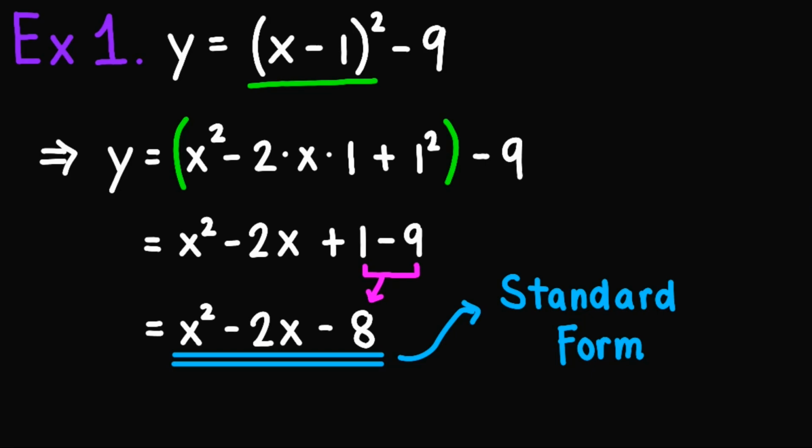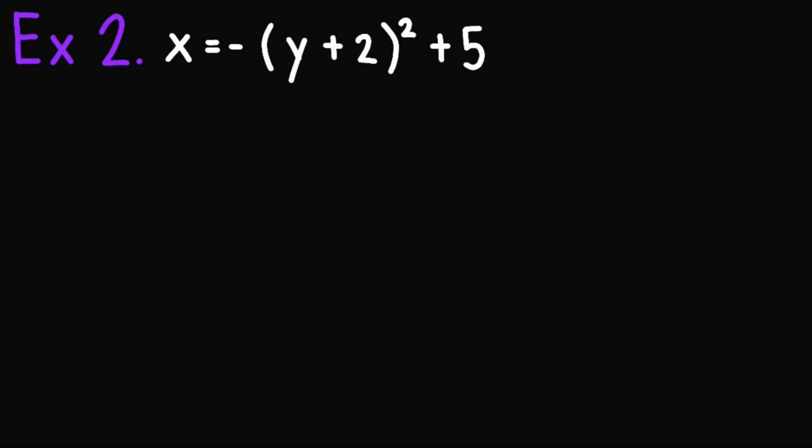So I hope you got that one correctly. The method is pretty straightforward as long as you know the square of a binomial. Let's move on to the next example. In here, we are given x equals negative times the quantity y plus 2 squared plus 5. Again, feel free to pause the video so that you may try this one first on your own.